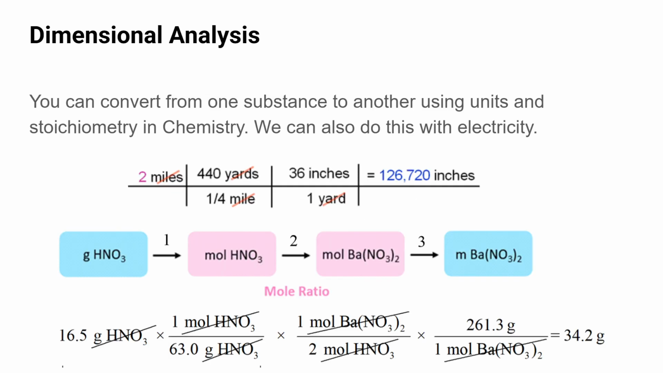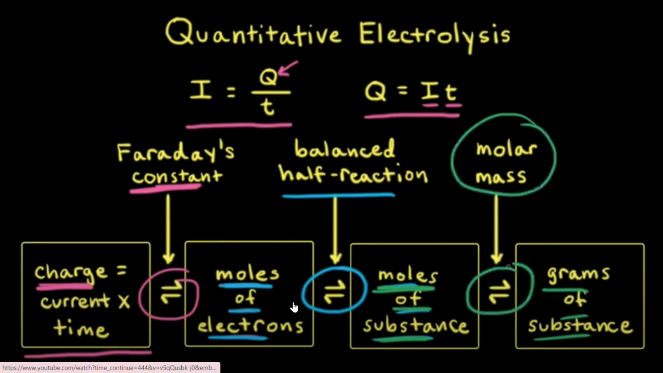So you can use dimensional analysis, converting from one thing to another. And we're going to convert from electricity to grams of our substance. We have had practice with the train tracks so many times already, and you're going to have to use a mole ratio, but don't be afraid. If you want to better understand this, I would suggest you go and watch a video.